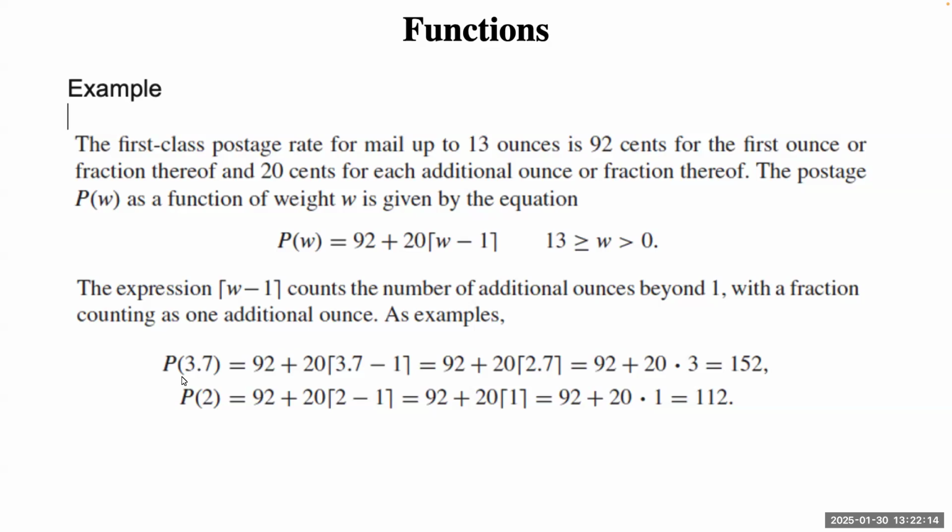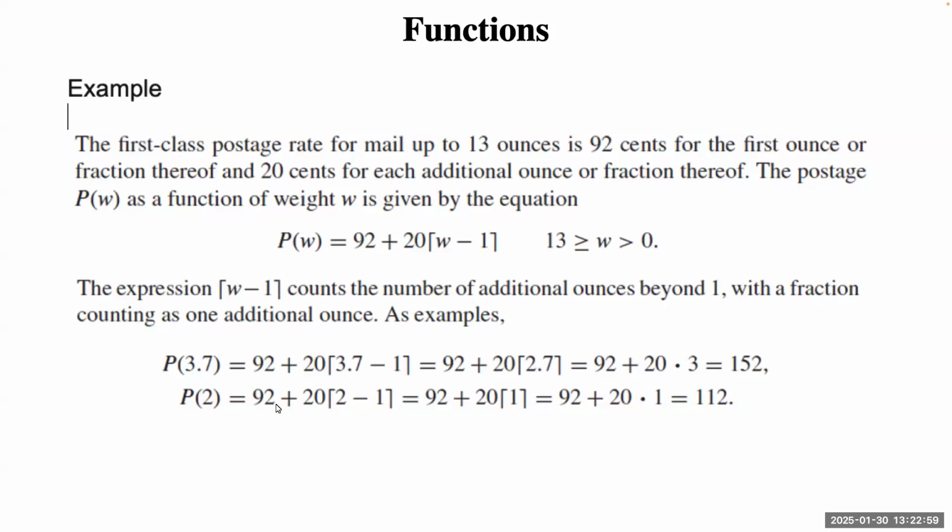So for example, down here, what is the postage of 3.7 ounces? It's 92 for the first ounce. It's 20 times the ceiling of 3.7 minus 1, which is 2.7. So it's 92 plus 20 times the ceiling of 2.7. Well, the ceiling of 2.7 is 3, so that's how we take care of any part thereof, or any fractional ounce, with the ceiling. So you get 92 plus 20 times 3, which is 152 cents, or $1.52 if you want to look at it that way.